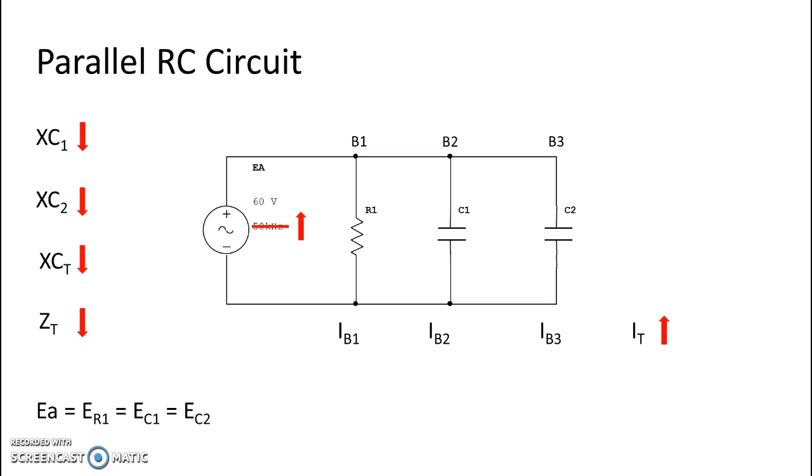Now we know the ohmic value of our resistor is not affected, nor is voltage. So if both of those things are not affected, the current through our resistor should be staying the same. So we reflect that. We see the current through our resistor staying the same, and both of our capacitor currents increasing. Of course, the voltage on our components is not going to change.